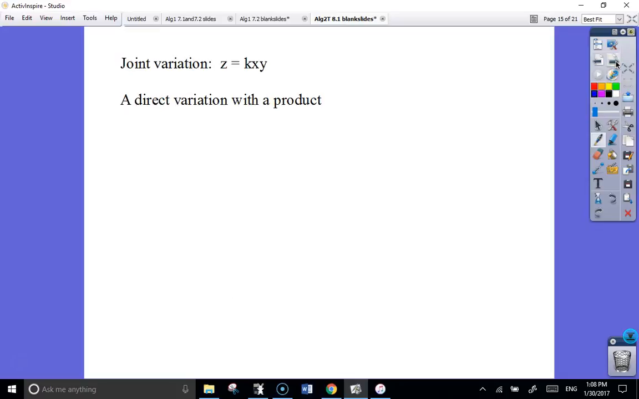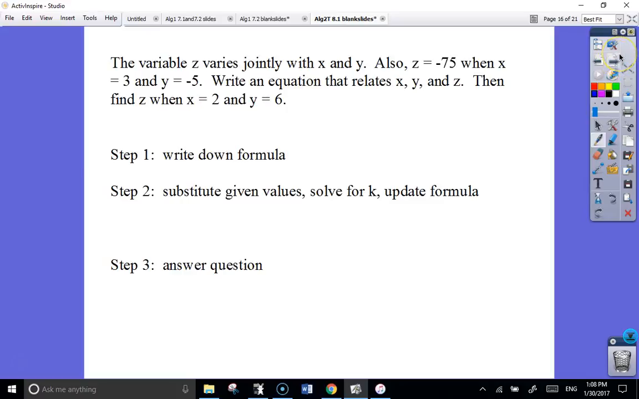Okay, joint variation. Joint variation, you need three variables, right? It's like Z varies directly with a product XY, but that's called a joint variation. You actually already copied that one. So again, the standard formula for these problems: first, they're going to give you the kind of variation that it is. Second, they're going to give you values so you can calculate K. Third, you're going to answer a question.